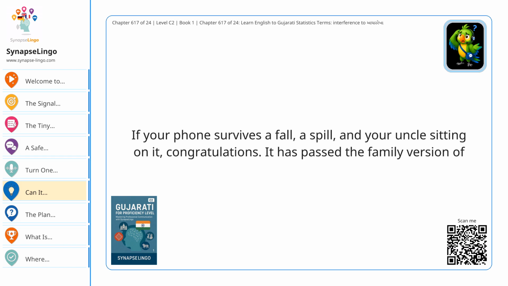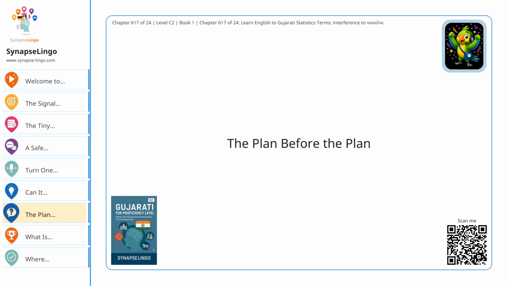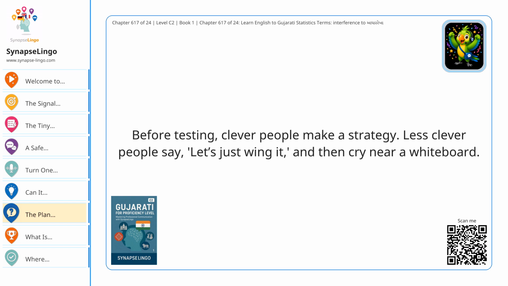If your phone survives a fall, a spill, and your uncle sitting on it, congratulations. It has passed the family version of मजबूताई परीक्षण. The plan before the plan. Before testing, clever people make a strategy. Less clever people say, let's just wing it, and then cry near a whiteboard.